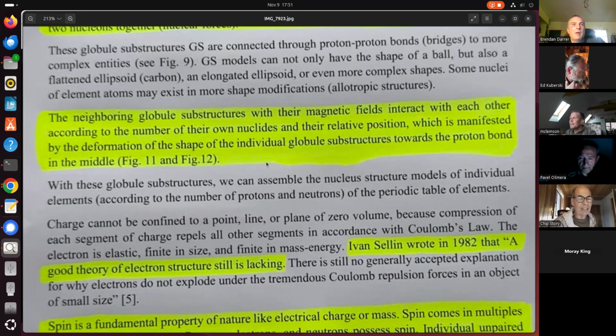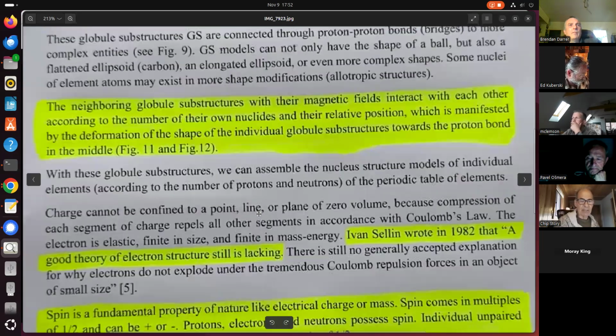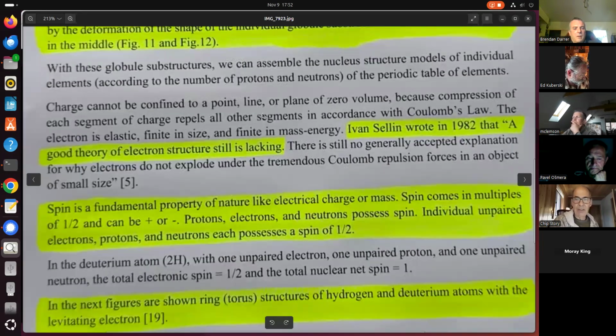All right, the neighboring globular substructures with their magnetic fields interact with each other according to the number of their own nucleons and their relative position, which is manifested by the deformation of the shape of the individual globular substructures towards the proton bond in the middle. Well, that's a mouthful, that paragraph. All right, we'll take a look at it in Figures 11 and 12. With these globular substructures, we can assemble the nucleus structure models of individual elements according to the number of protons and neutrons from the periodic table.